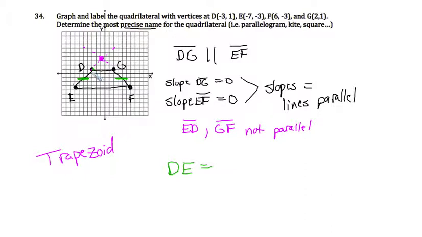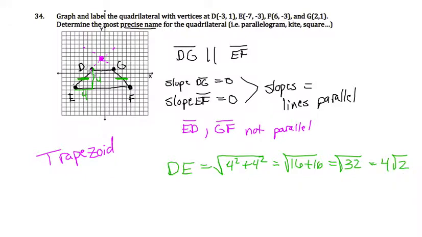So point D is up here at negative 3, 1. I'm going down 1, 2, 3, 4. So that's a distance of 4. And I'm going over 1, 2, 3, 4 again. So DE is going to be a Pythagorean theorem of 4 squared plus 4 squared. And then we'll have to square root that to find the actual distance. So it's going to be 16 plus 16, which is 32, and the square root of 32 is going to reduce to 4 root 2. So now I got to check and see if that's exactly the same as GF.